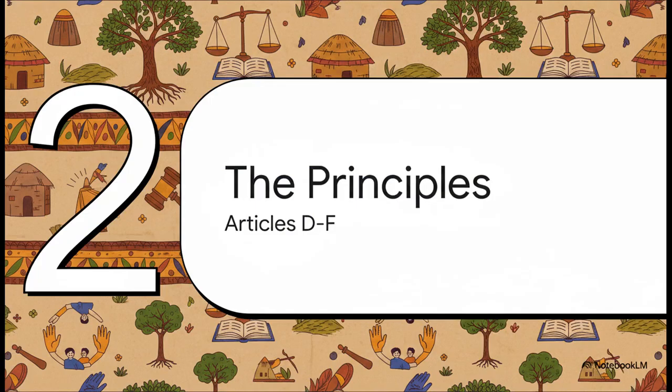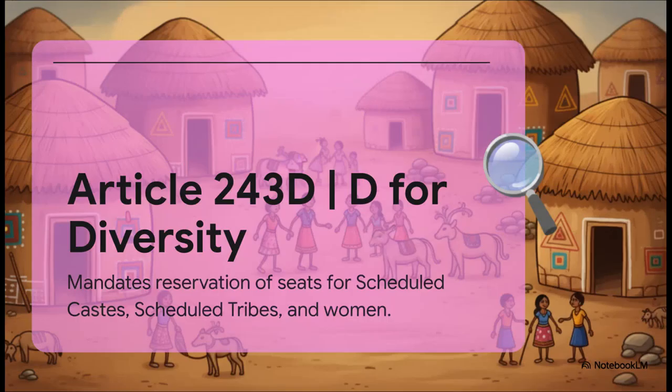All right, we've got the skeleton, the basic structure. Now it's time to give it a soul. The next set of articles, D, E, and F, are all about embedding core democratic principles into this structure. We're talking inclusion, stability, and accountability. And this brings us to an absolutely crucial point, Article 243D.